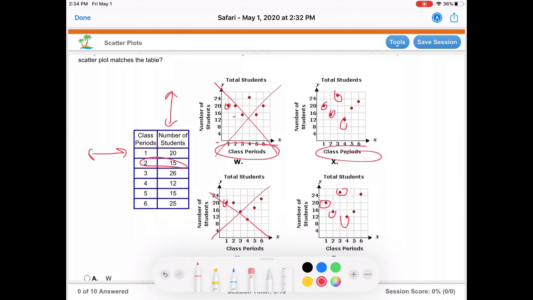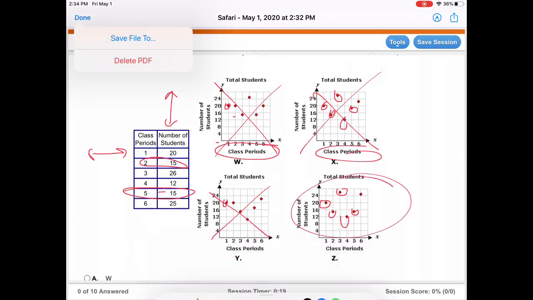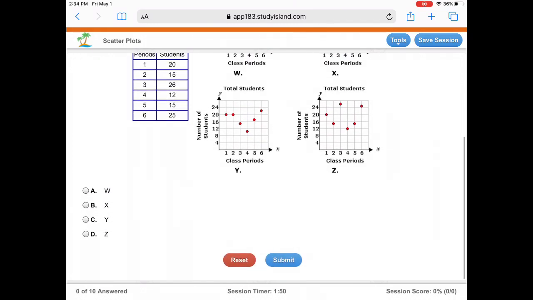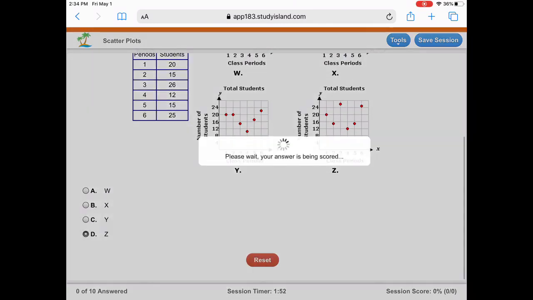So it's the last 2 points that I'm going to use to see where the discrepancy is. I'm going to go to 5, 15. I go over to 5. This 15, that's not 15, that's between 16 and 20, so it's not X. And this 5 is under the 16, between 12 and 16, so that one works. And just to double check, 6, 25 is also up there. So we're looking at Z for this particular answer. Let's go ahead and answer Z. Go on to the next question.